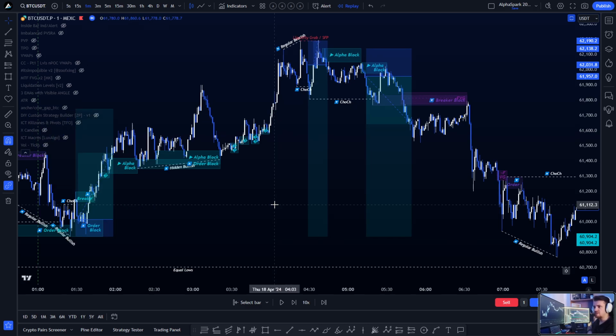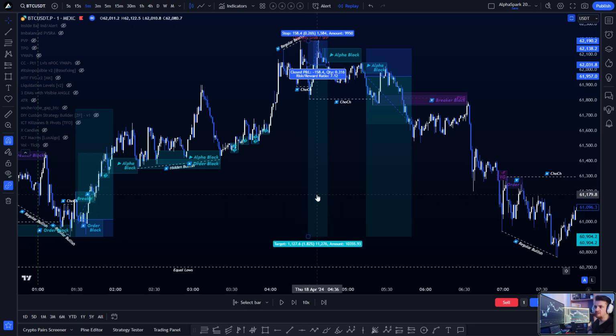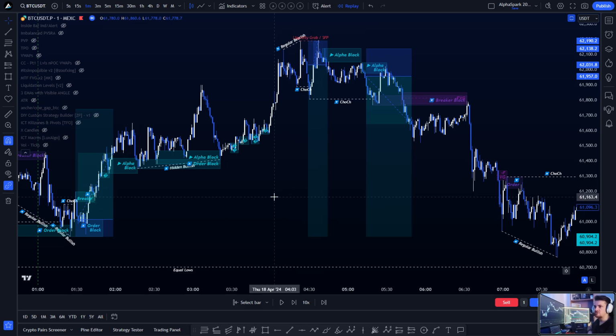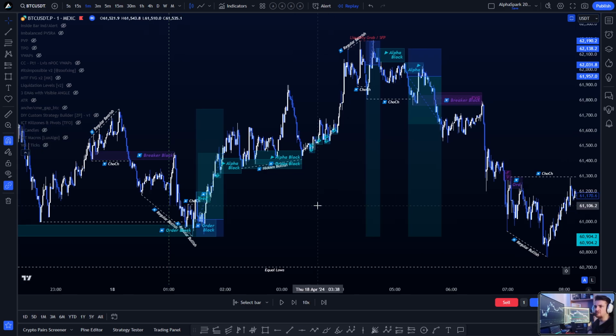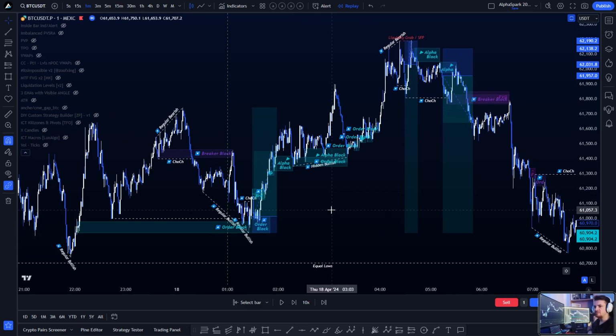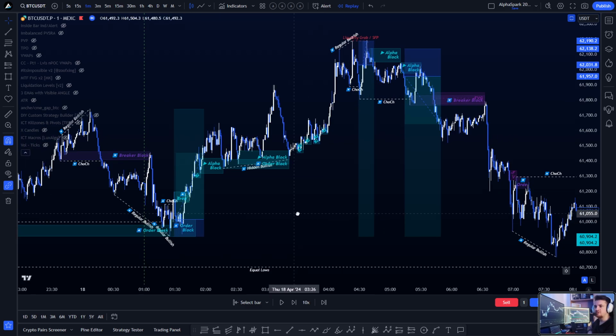This is one of those things, like even if you lose 2, 3 trades like this, the one that you are going to get is really going to compensate for those 3 losses, especially on the long run. So yeah, this was another good example.